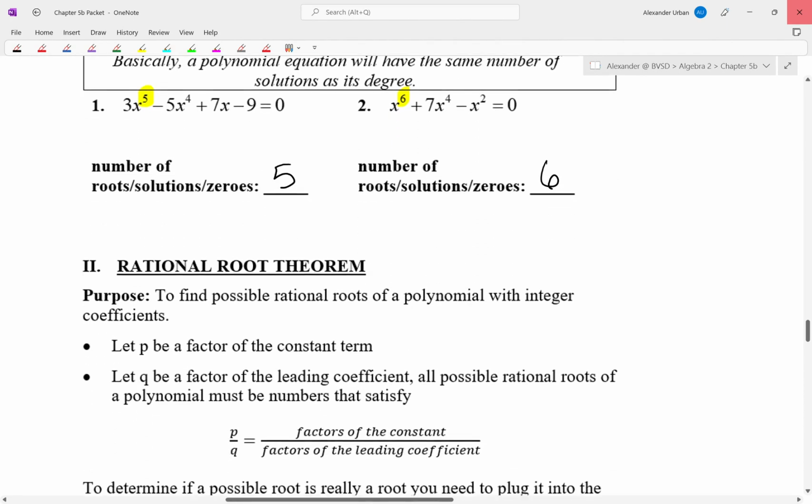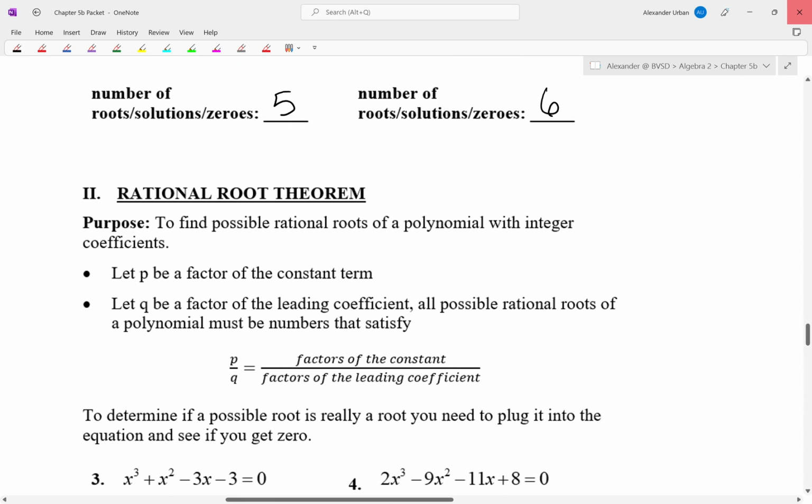So the rational root theorem, its purpose is to find the possible roots, or in this case rational roots. A rational number is a fraction, of a polynomial with integer coefficients. So we have to have just a normal polynomial with numbers in front of each variable and hopefully a constant, because that's really a necessary feature of this. So first and foremost, let p be a factor of the constant term.